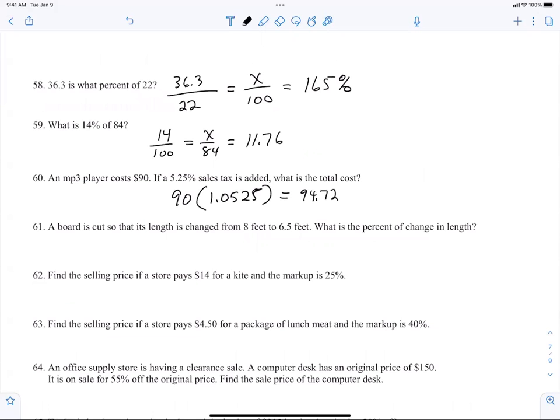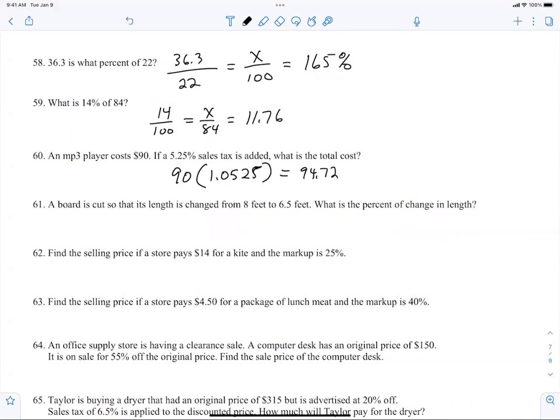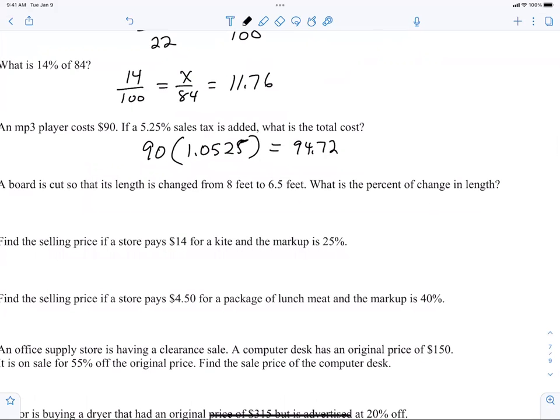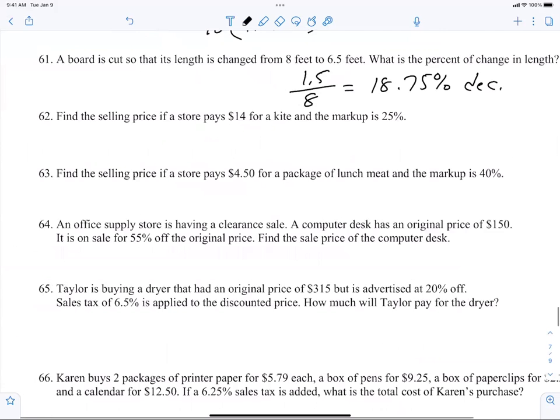Okay, so the board went from 8 to 6.5. How do we figure out the percent? Nora, so the change is 1.5, 1.5 divided by 8 equals 18.89% decrease. Is everybody happy with that? Now, Lila, this is what you were asking me about, right? Everybody good with this? On that one, change divided by original price.